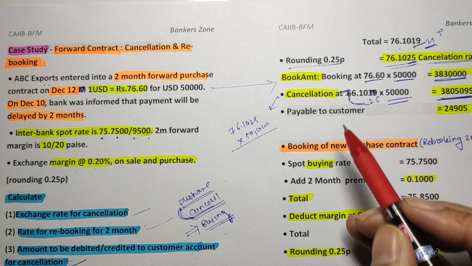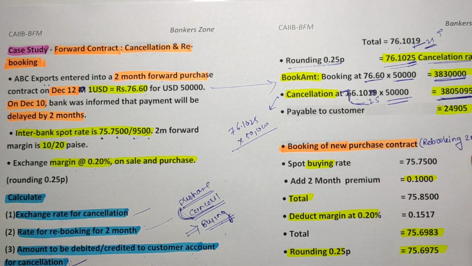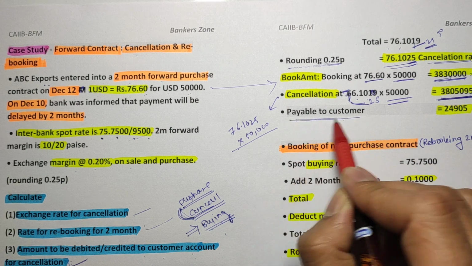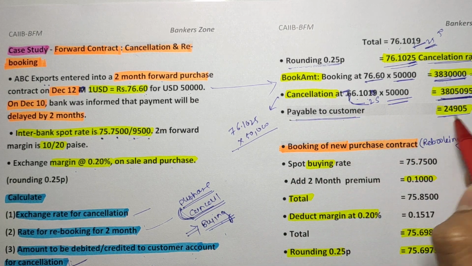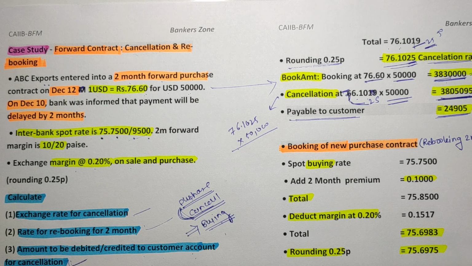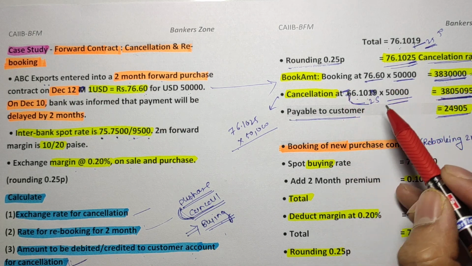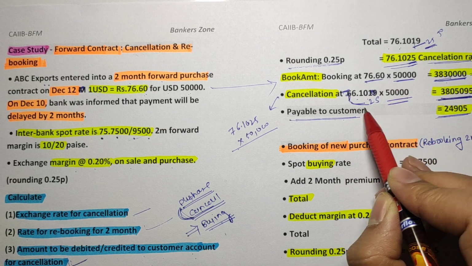Okay, and next your task is this: this is the booking amount paid by the customer, and this is the cancellation amount. So what is the difference? If it is positive, you have to pay back to the customer. If it is negative, then you have to debit the customer's account. It is a very simple task. You have to check this calculation.